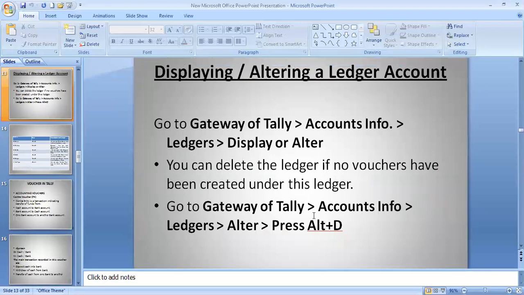This is about displaying or altering a ledger account. If you want to display all the ledger accounts that you have prepared, now we have learned about the purchase, furniture, as well as sales ledger. In order to display it, go to the accounts info, ledger, and display or alter. You can also delete if you don't want any type of information there. Okay. So what is the shortcut key used? It is Alt plus D. Very important. All the keys of Tally ERP9 which are used are important for almost the 2 marks, 6 marks and the 15 marks questions.